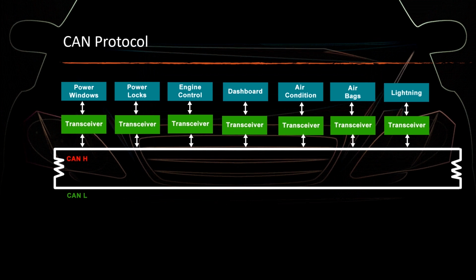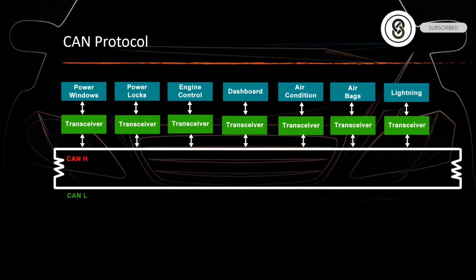So over here you can see all the components are connected with just two wires, CAN high and CAN low. These are two wires, and we will discuss these two wires, or we can also call it two lines, CAN high and CAN low, and we will discuss these two lines in our coming videos in very detail. For now, let's just focus on these components. So these components like power windows, power locks, engine control, they are also called nodes. In CAN terminology, we will call it a node. From now on, we will call these components nodes.